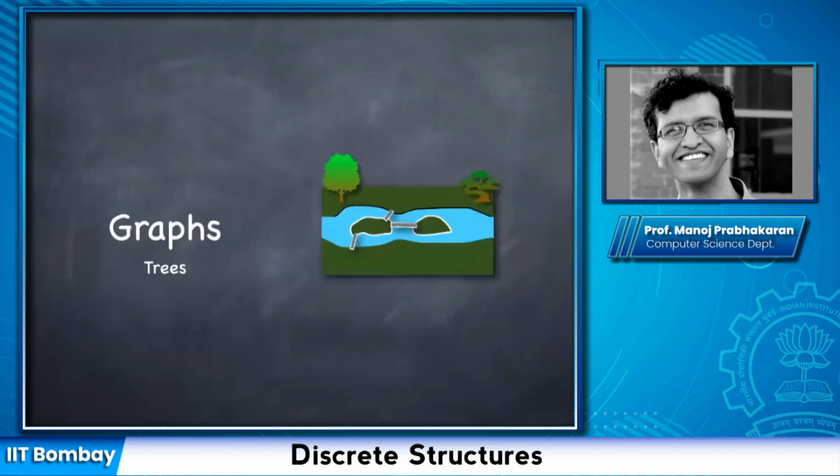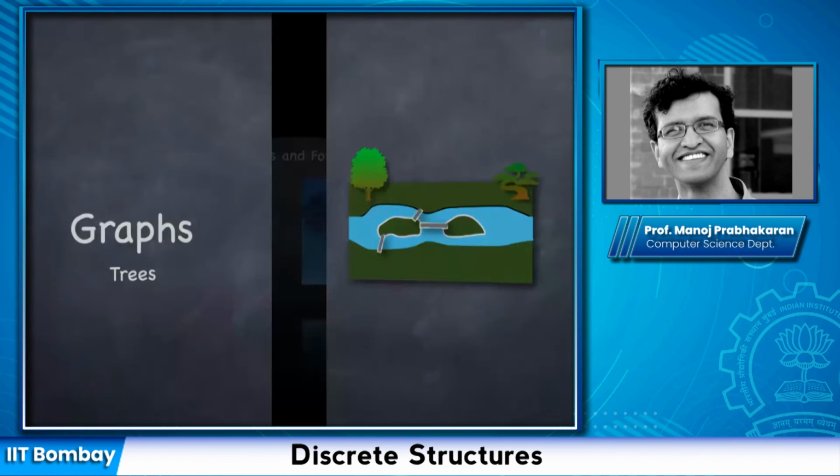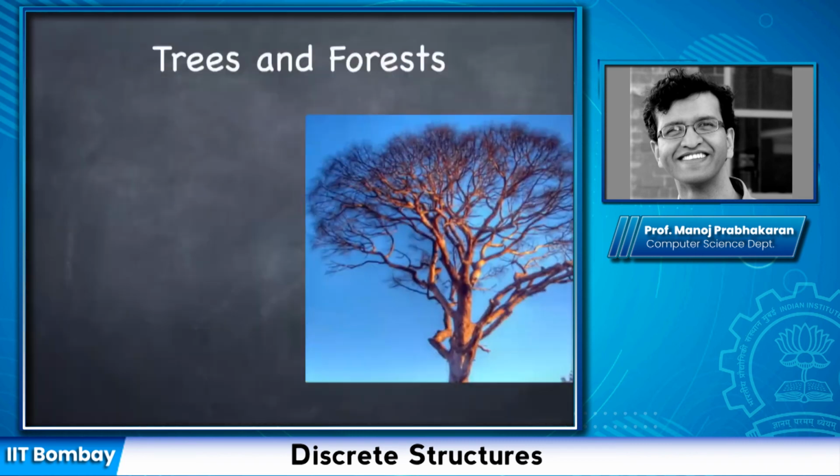Today I'll talk about an important class of graphs called trees. So let me just tell you what these are. I'll define trees and forests. So a tree, if you look at this picture here, as the tree grows, one important feature of a tree is that once it branches out, the branches don't go back and join again, right? They stay as two different branches going forward.